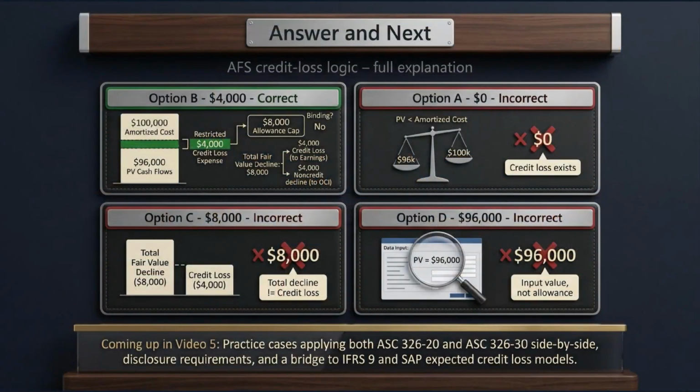The correct answer is B, $4,000. The intent to sell gate is not triggered. The credit loss equals amortized cost of $100,000 minus the present value of expected cash flows of $96,000, giving $4,000. The fair value shortfall is $8,000, so the cap is not binding. Option A is wrong because a credit loss exists. Option C is wrong because $8,000 is the total fair value decline, not the credit portion. Option D is wrong because $96,000 is an input, not the allowance.